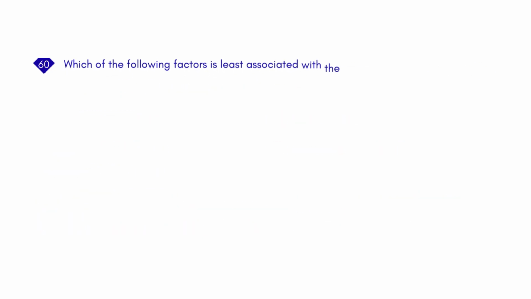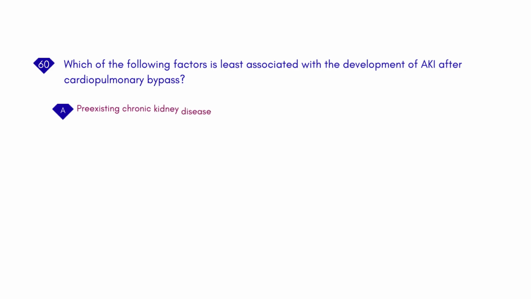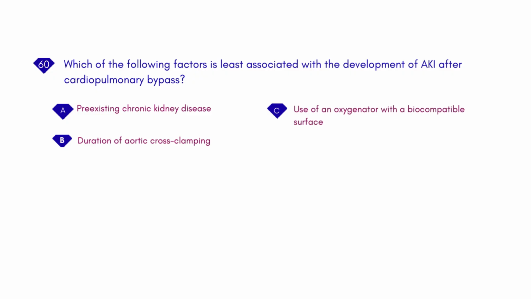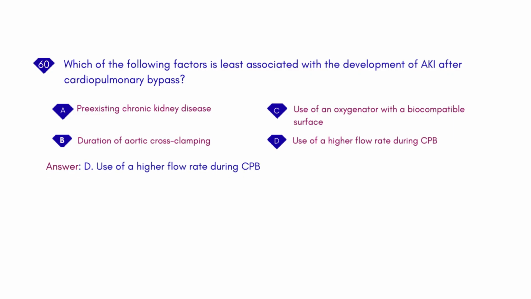Which of the following factors is least associated with the development of AKI after cardiopulmonary bypass? A. Pre-existing chronic kidney disease. B. Duration of aortic cross-clamping. C. Use of an oxygenator with a biocompatible surface. D. Use of a higher flow rate during CPB. Answer: D. Use of a higher flow rate during CPB.